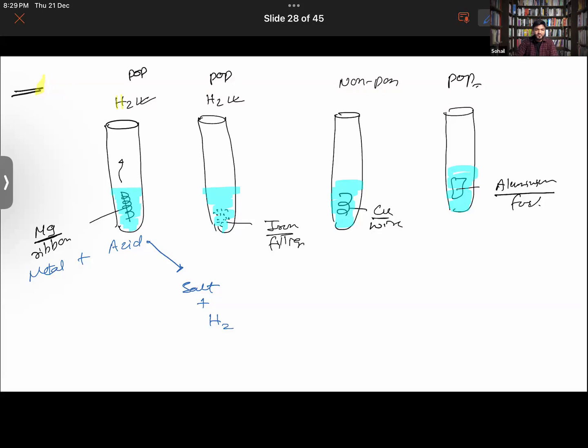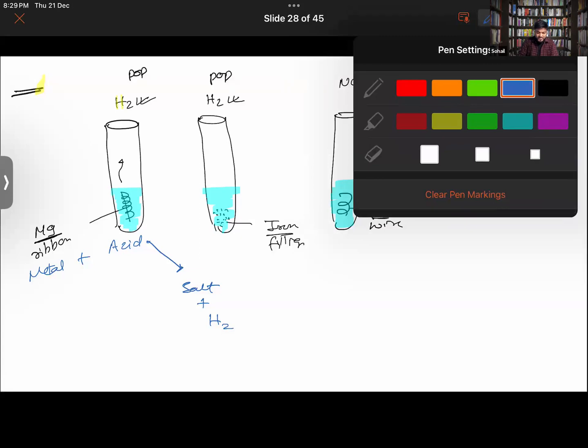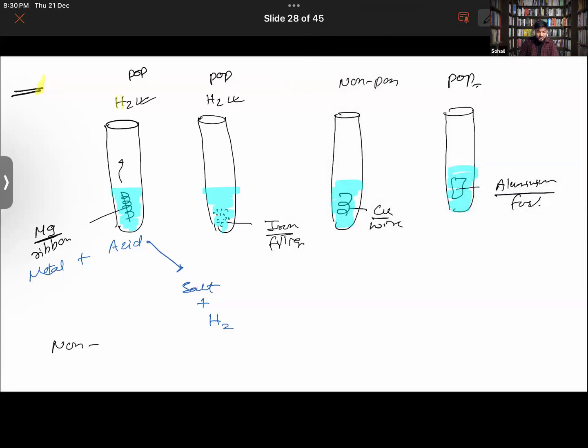In the next class, we would be studying the reaction with the bases. Also, do note this before I end the class: non-metals do not react with dilute acids. Right now we were talking about the metals. For non-metals, no reaction takes place there.